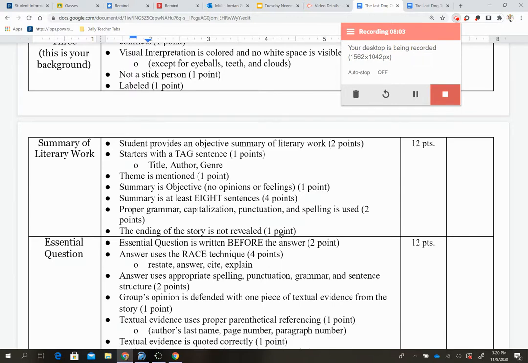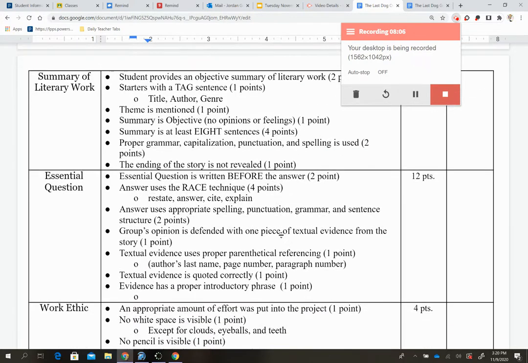Then we have our essential question. Your essential question is going to be the question that we have throughout the unit. Can or should we make a home in space? So you're going to write your essential question above wherever you're going to answer it. So that's the first thing. Should we make a home in space?